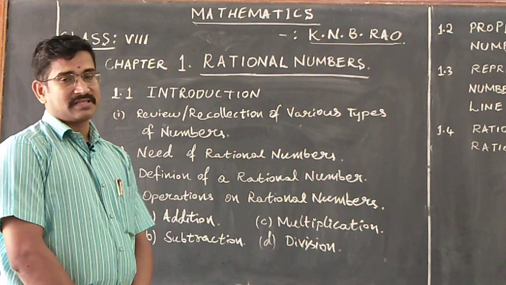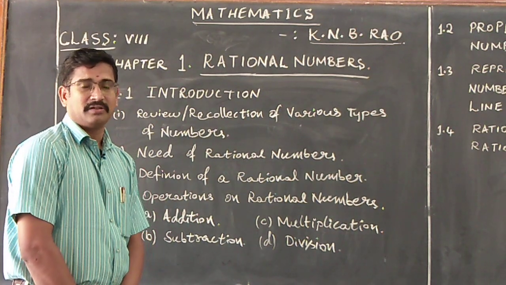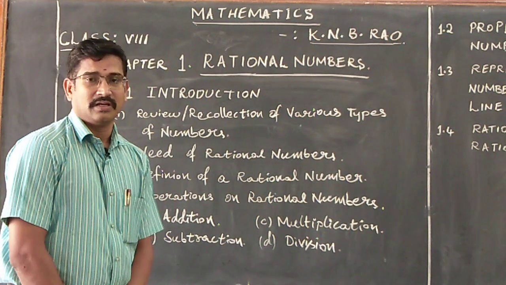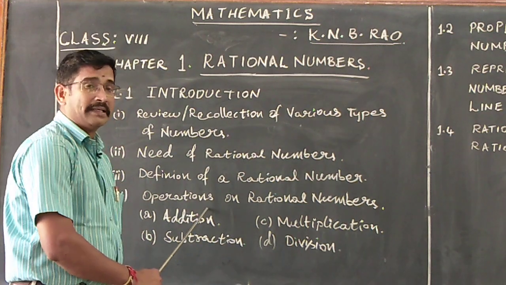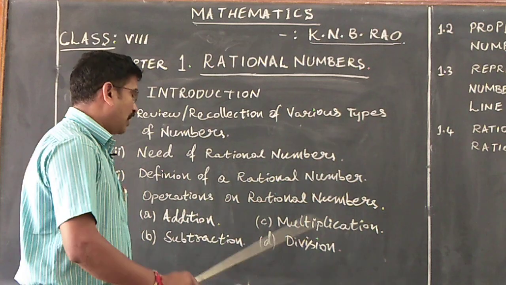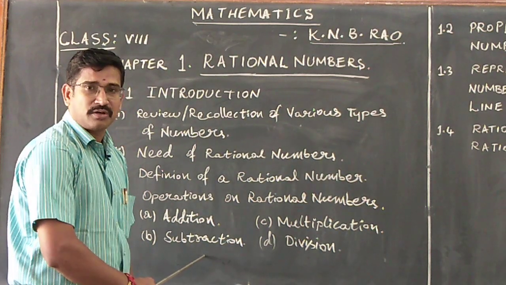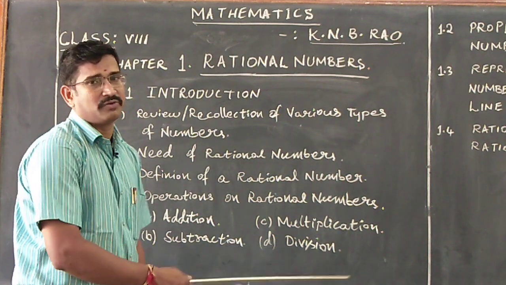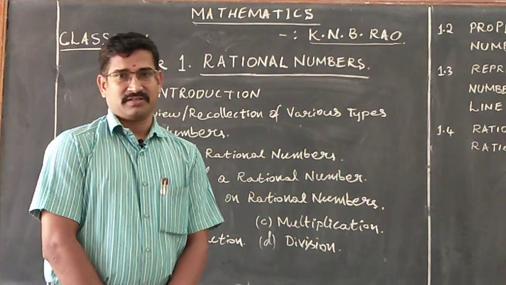in our 7th standard, definition of a rational number, example for rational numbers, and along with that we will be learning operations on rational numbers, which means how to do addition of 2 rational numbers, subtraction of 2 rational numbers, multiplication and division of any 2 rational numbers.